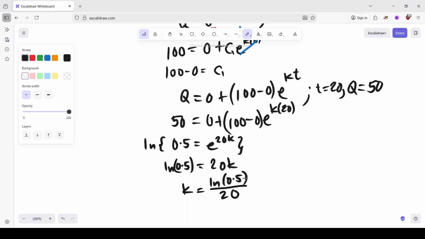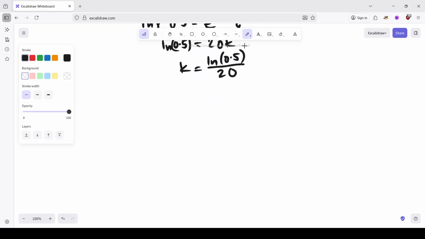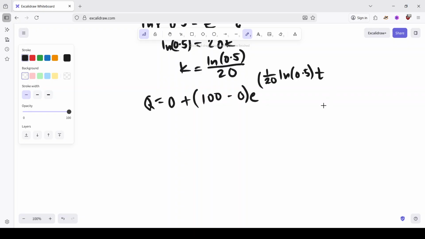Again, ln of 0.5 is a negative value because the temperature of our object will be decreasing over time. So the change is negative. Now we have our value of k. We can include this in our equation now. So Q is equal to 0 plus 100 minus 0, e raised to 1 over 20 ln of 0.5 times t.